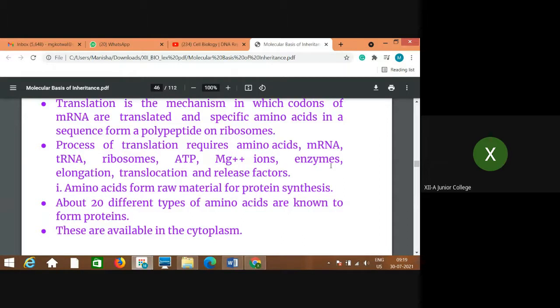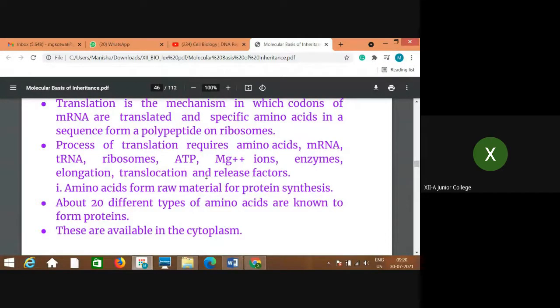Then different types of enzymes are required. Yesterday also we discussed DNA replication as well as transcription. All these biochemical reactions take place in the presence of different types of enzymes. So these enzymes are also very, very important. Then initiation, elongation, translocation, that is a part of translation. What is that? I will explain it when we discuss that process.